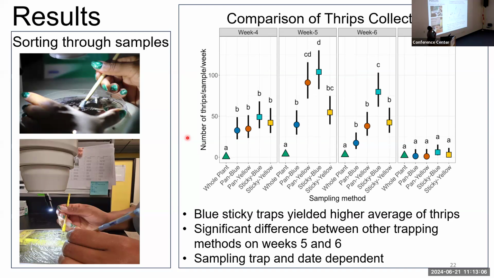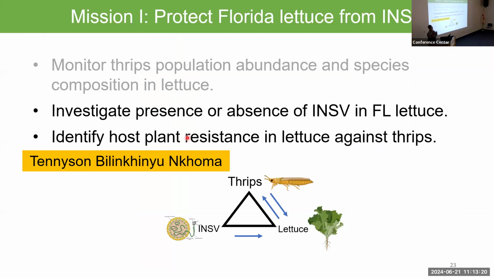We're still working through the samples so that we can have an overall picture of the efficiency of each of these traps, and also so that we can figure out the species compositions of the samples we collect. So now I'm going to hand over the presentation to Tennyson, and he's going to talk to you more about sampling for INSV and lettuce, and also host resistance for thrips.